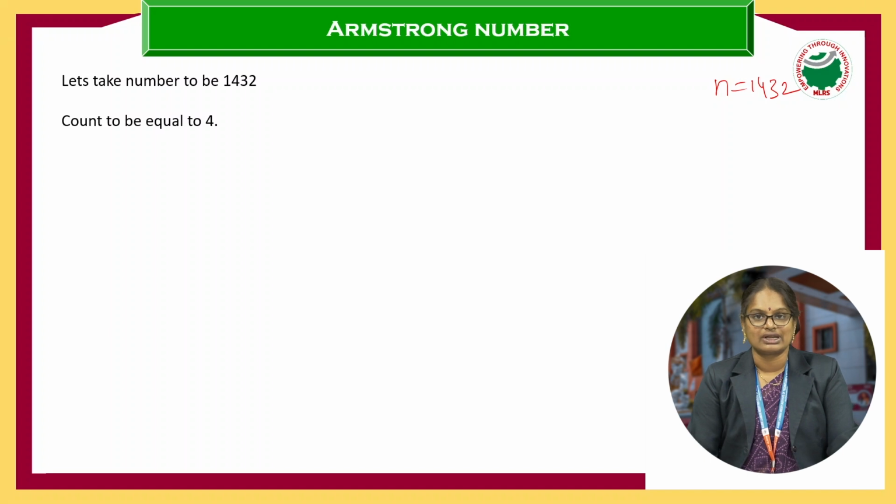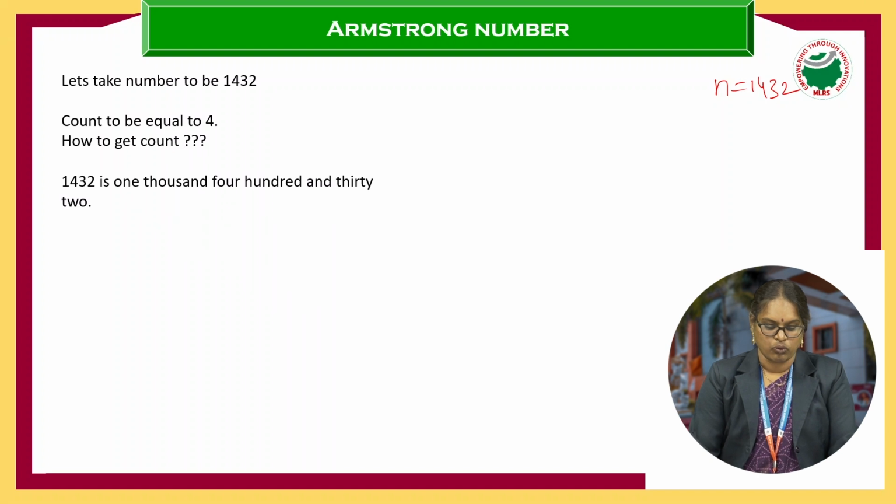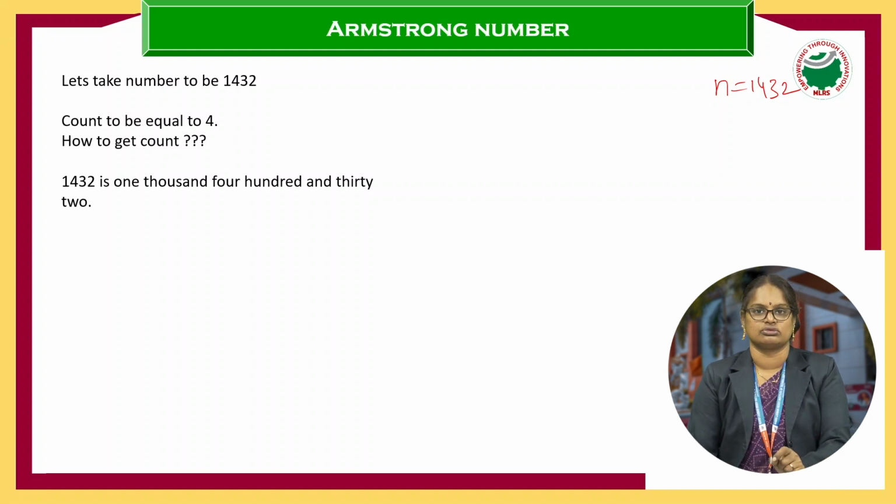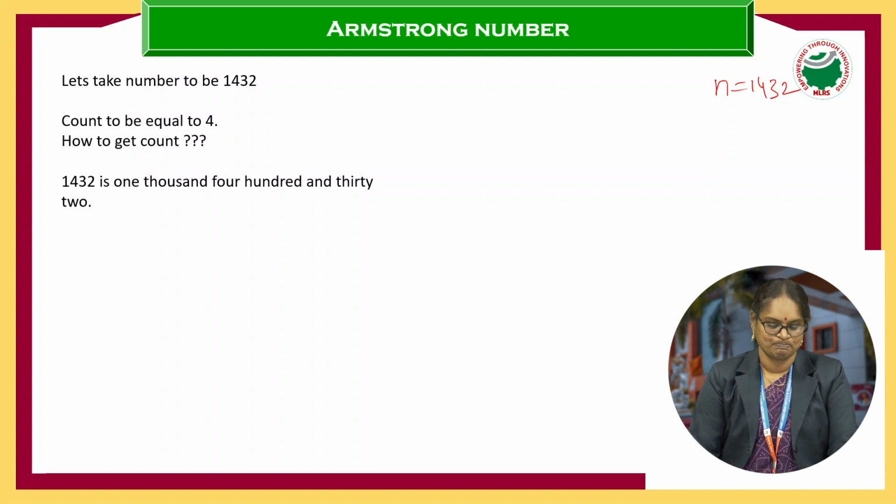Actually, how would we read 1432? Even we have trained the computer to read it as one thousand four hundred thirty-two. Even the system reads like that. But it should read it as 1, 4, 3, 2, as individual digits, so that it counts to be 4. Okay. How should we do that?